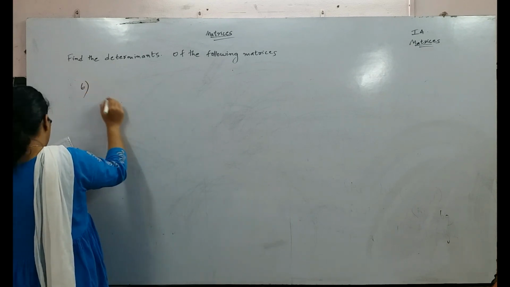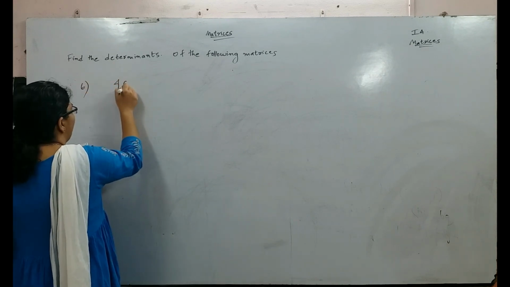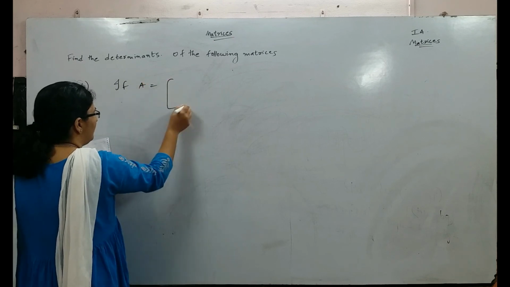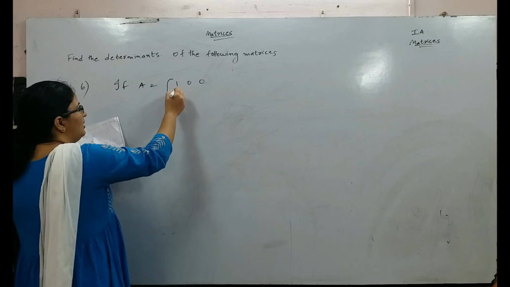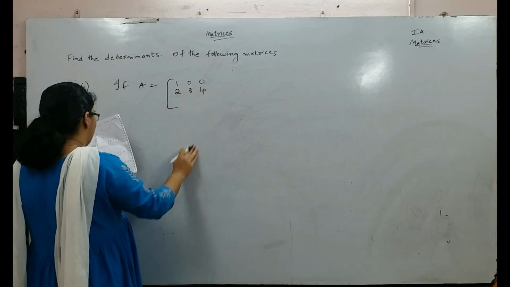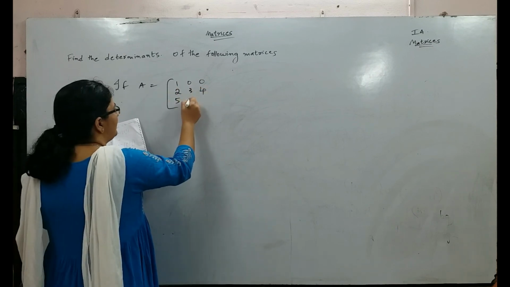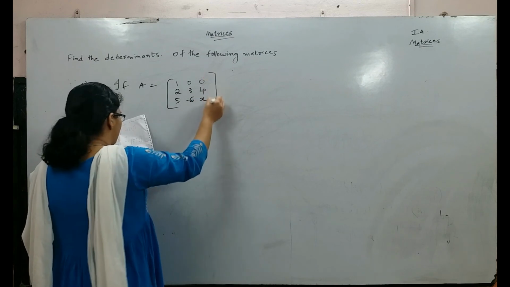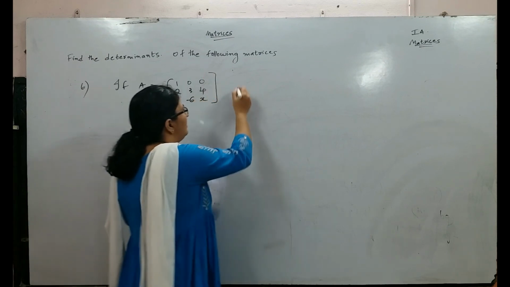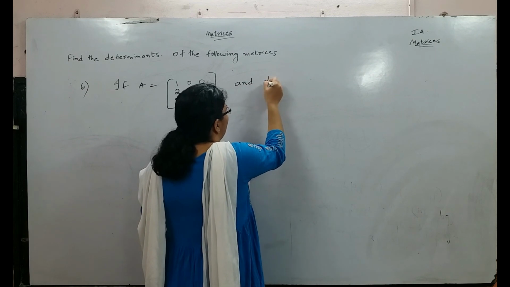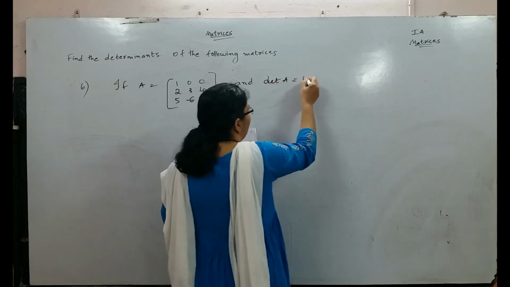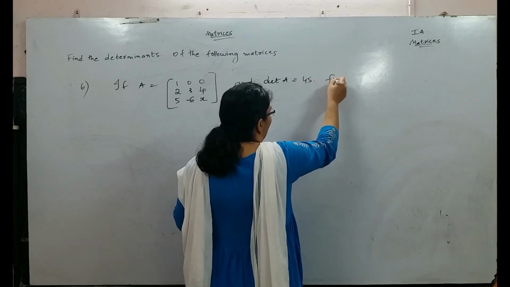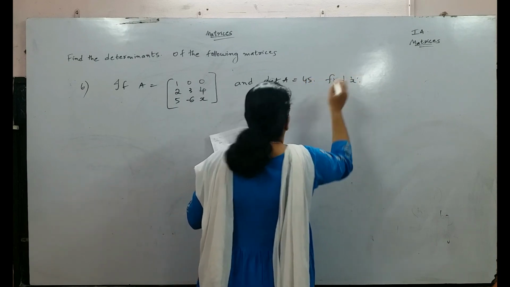Sixth one, if A is equal to 1, 0, 0, 2, 3, 4, 5, minus 6, x and the determinant of A is equal to 45, in that case you have to find x.